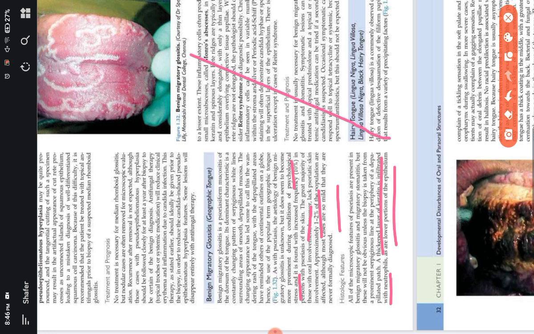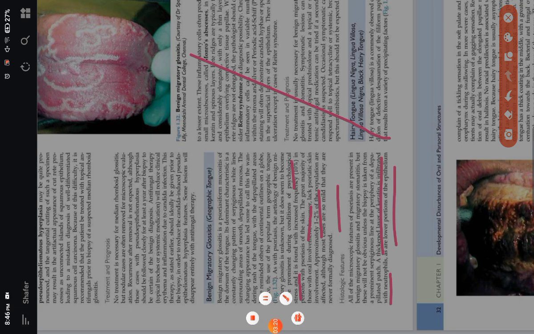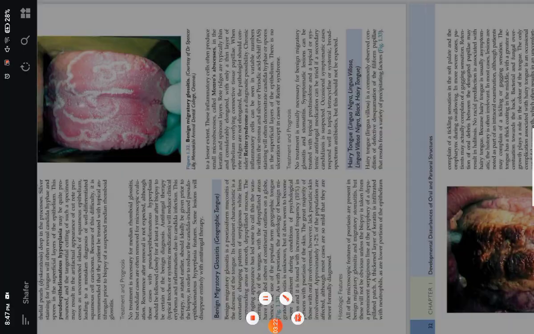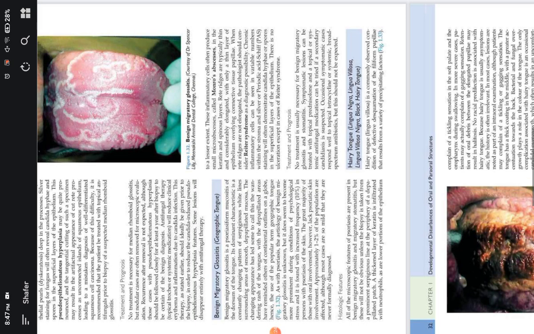These inflammatory cells often produce microabscesses known as Munro's microabscesses. So basically what happens in this disease is the inflammatory cells, mainly neutrophils, infiltrate the thickened layer of keratinized epithelium, which produces small microabscesses known as Munro's abscesses. Munro's abscess is a keyword which you need to mention in your answer. It gets formed in the keratinous and spinous layers.